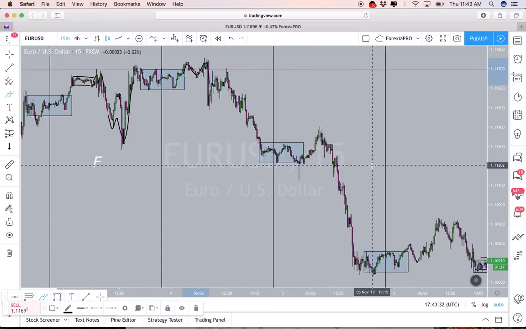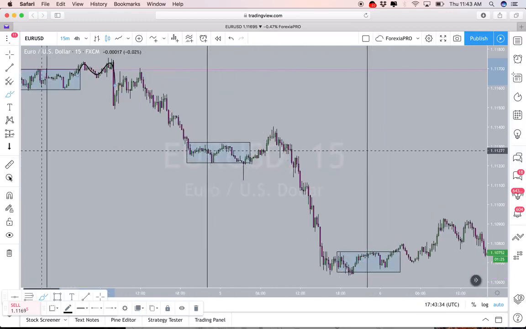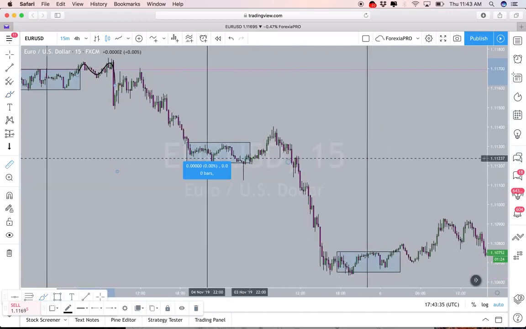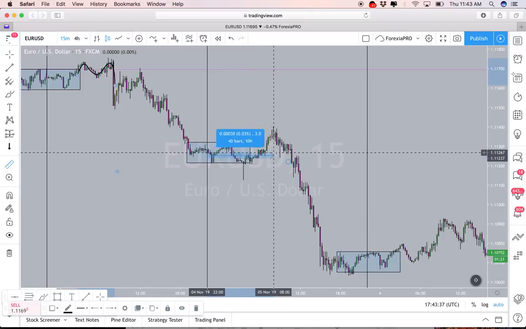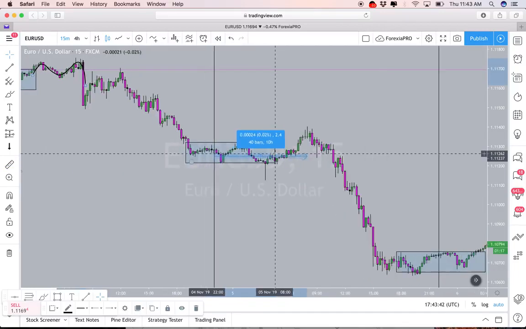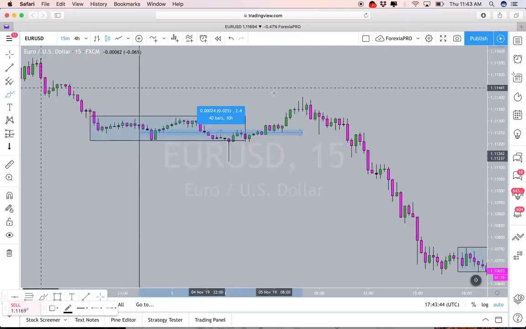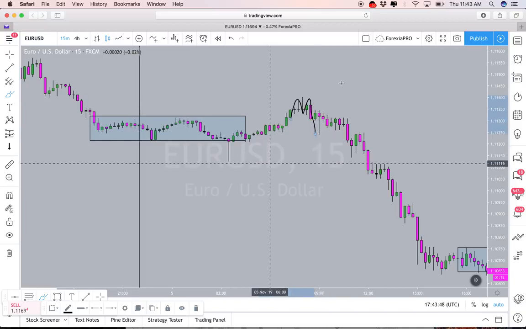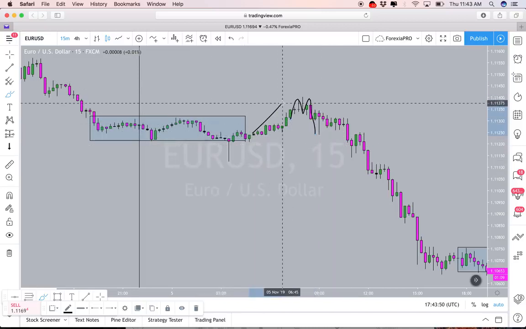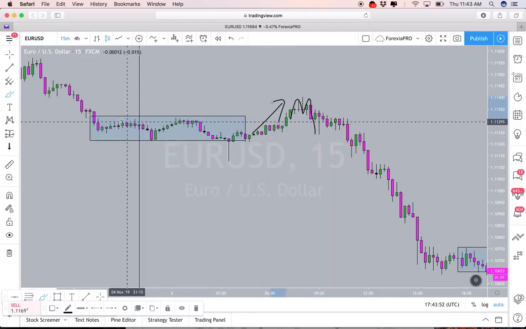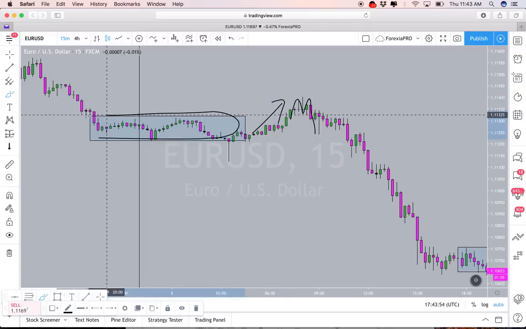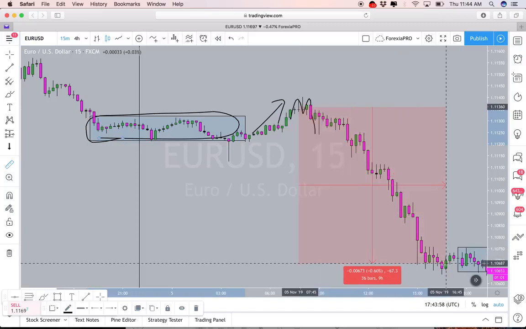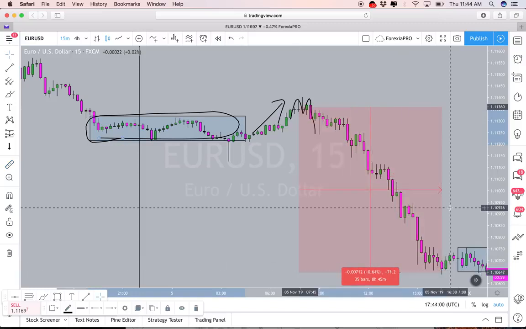Reversal. So hopefully you guys get the point. This is very, very straightforward. 10 hours later, M formation, somewhat of an M formation, off the high, after breaking out, London session, Asian session consolidation, and perfect reversal entry opportunity, 70 plus pips.